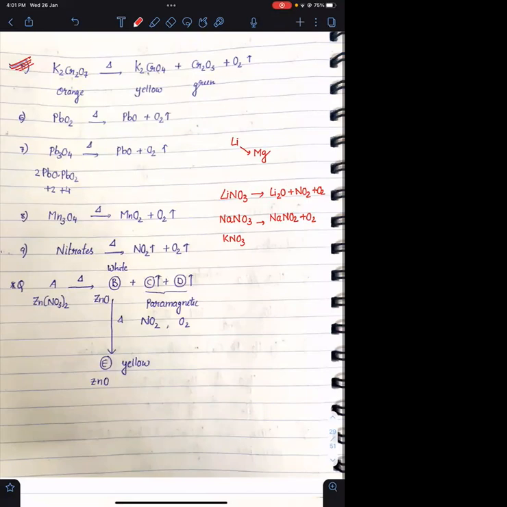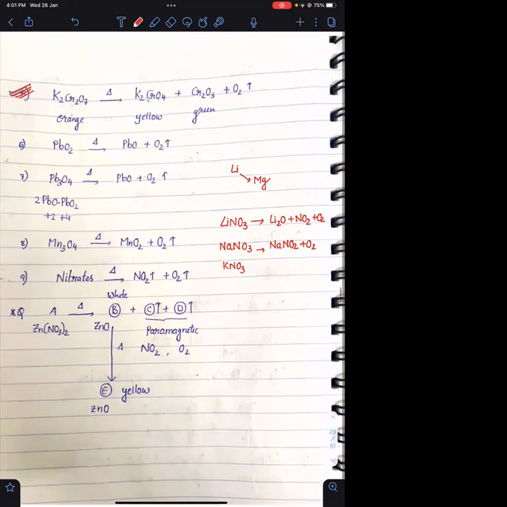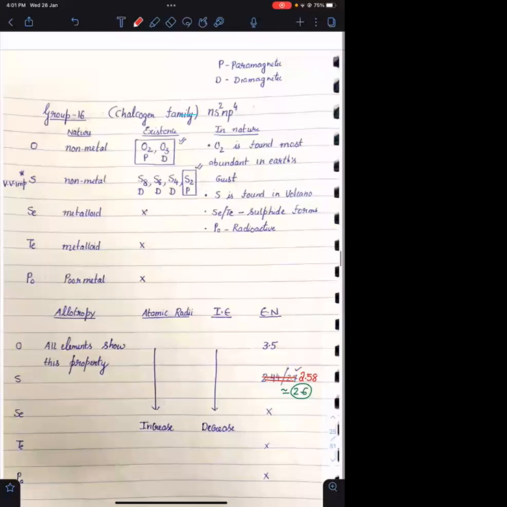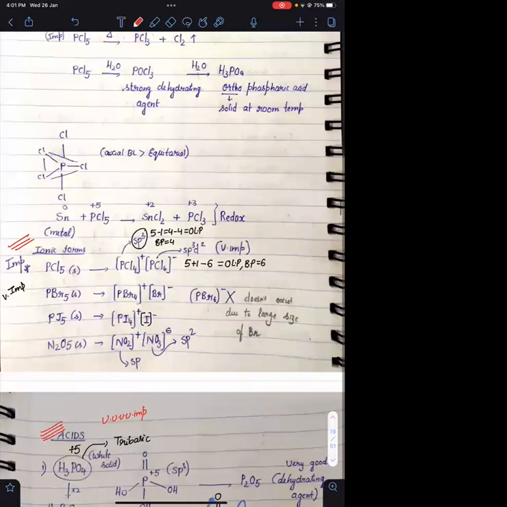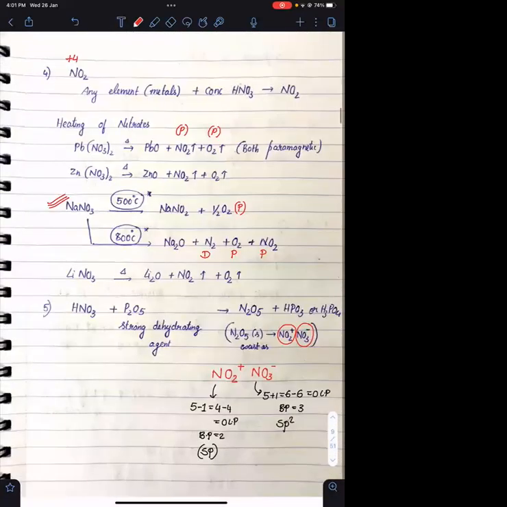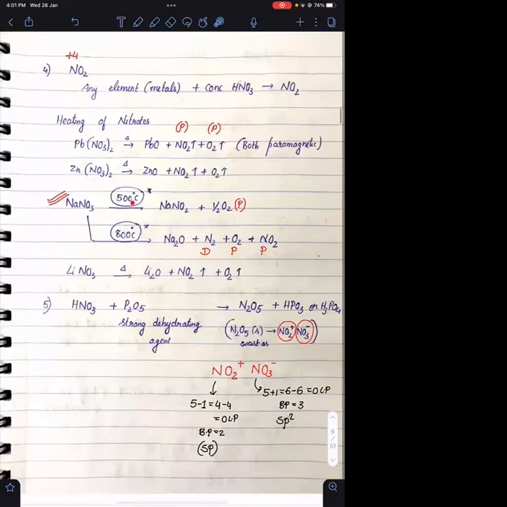Okay, is that clear? While reading the preparation method of NO2, one reaction in the notes has a small mistake that I wrote. In this reaction, NaNO3 heated at 500 degrees gives NaNO2 plus half O2. Heated at 800 degrees, you will be getting only Na2O, N2 and O2. You don't get NO2. So mark this or correct this. You won't be getting NO2. You will be getting only Na2O, N2 and O2.